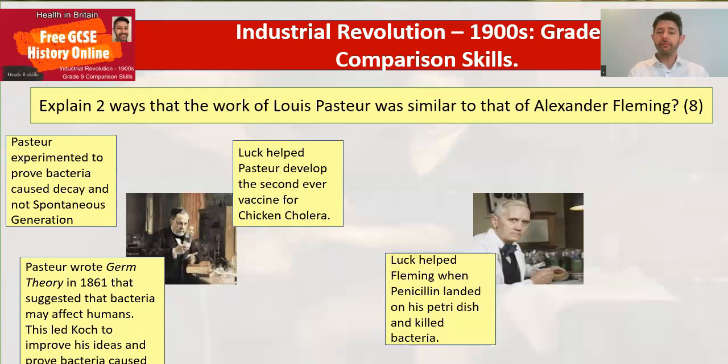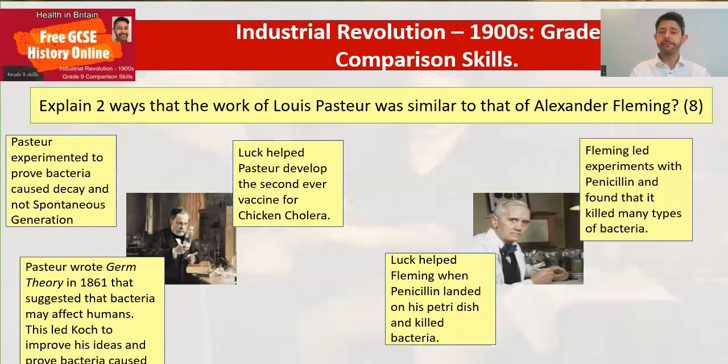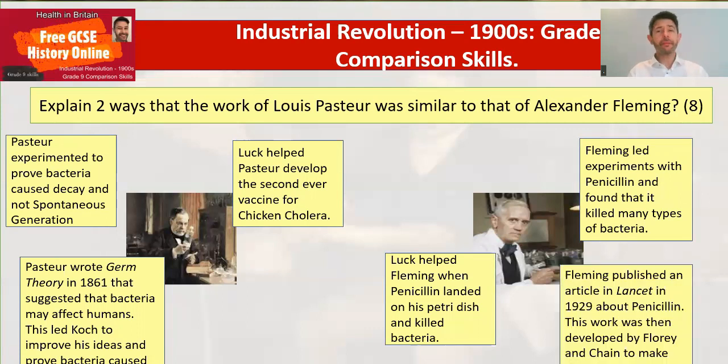Luck helped Fleming when penicillin landed on his petri dish. Fleming led experiments with penicillin and found that it killed many types of bacteria. And Fleming published an article in the Lancet magazine that then Florey and Chain developed further.